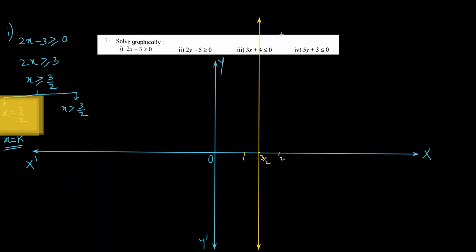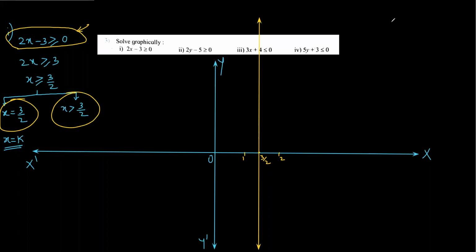So see, as I told you, students, any such inequation will represent two solution sets. One is the line itself and the other is the half region. Now see, x greater than 3 by 2. Tell me, students, what do you think?